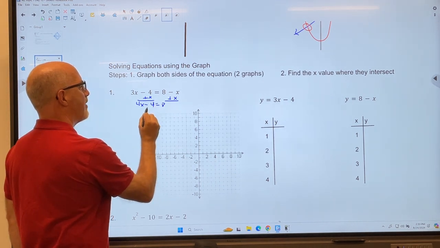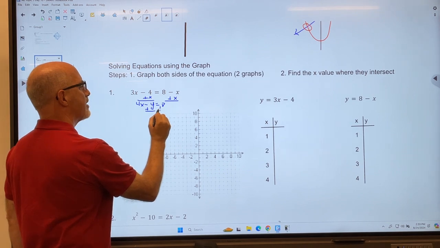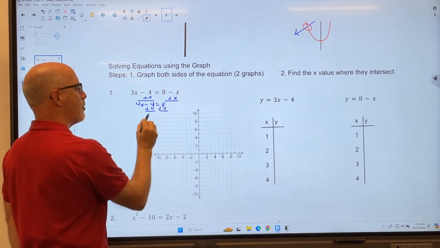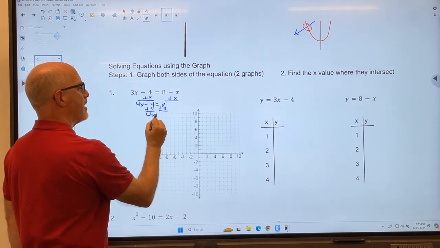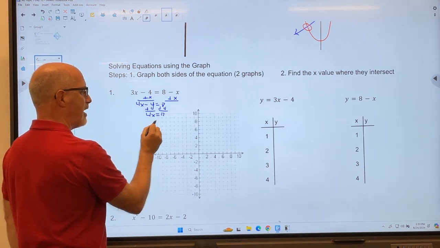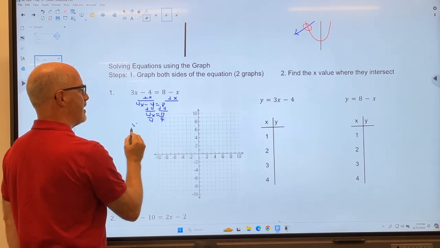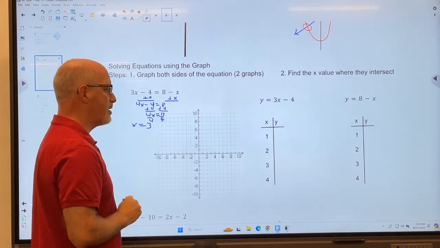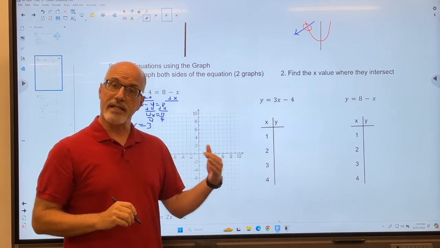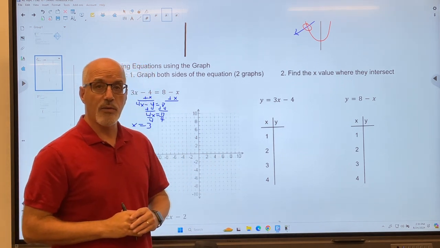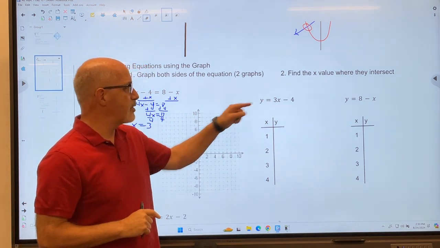Now you're going to add 4 to both sides of the equation. So you get 4x equal to 12. Divide both sides by 4, and you get x equal to 3. So we should see the intersection come where x equals 3. Let's see if that works out. Let's go ahead and graph this one here.